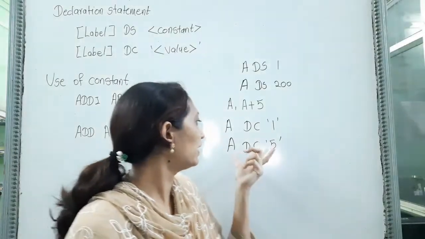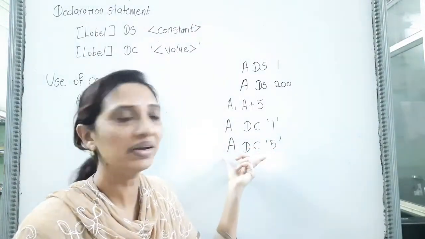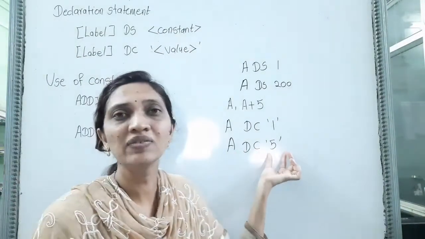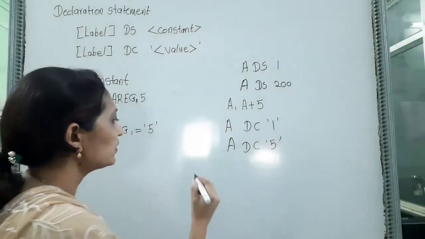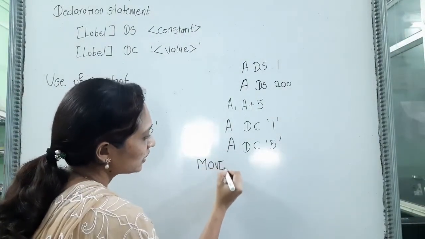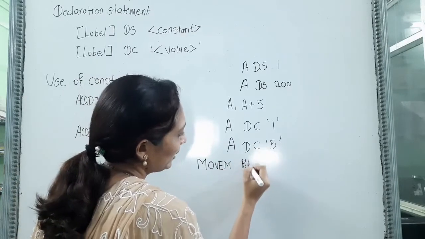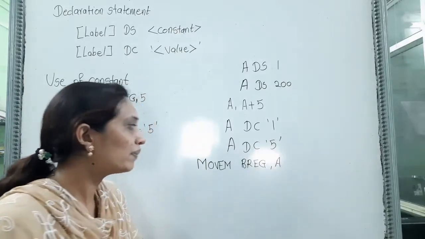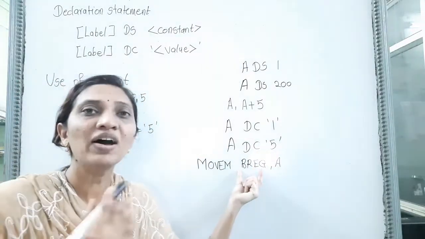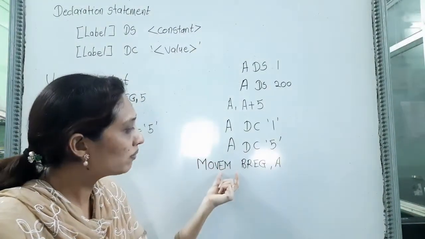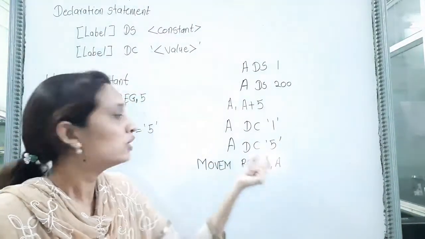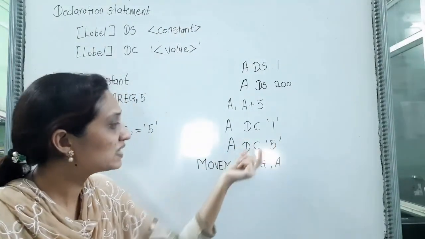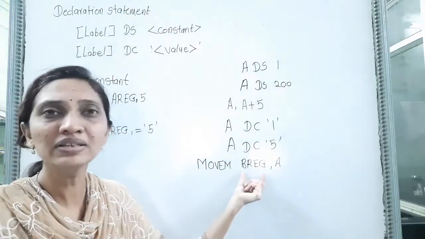Consider that you are using a statement A DC 5, where A is a label and 5 is the value present there. But if a statement such as MOVE M BREG comma A occurs, and BREG contains the value 20, then the value 20 is moved to memory location A. So in place of A, where the value 5 was stored, it is replaced by the value contained in the B register.